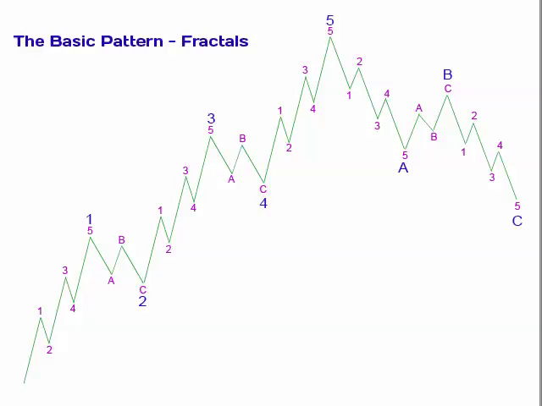The 5 waves up all together make 1 wave of a higher degree. The 3 waves in the corrective direction all together make a second wave of that same higher degree. And so now we can see how the basic pattern repeats and builds on itself to create fractals. Likewise, we could look at each one of these subwaves and break it down and look at it at a lower time frame to see a lower wave degree. And that's your basic Elliott wave pattern.